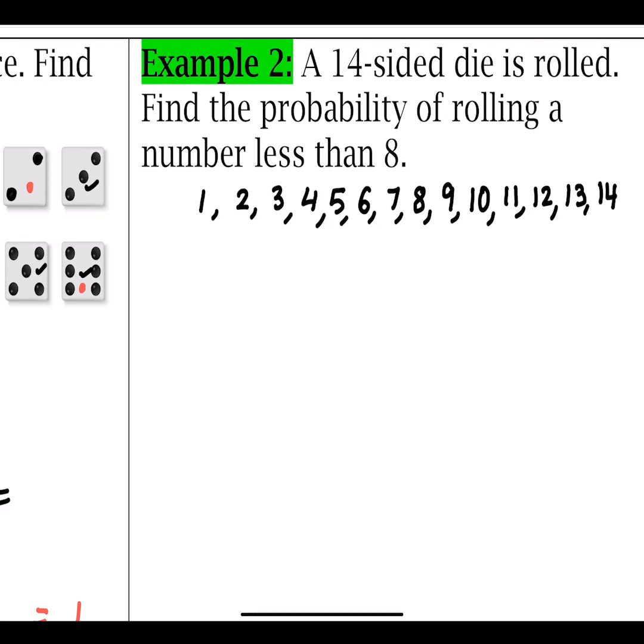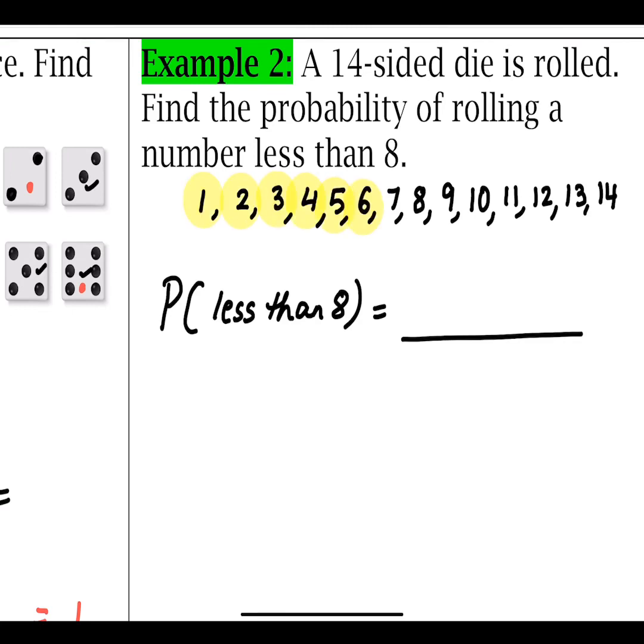So what am I looking for? I'm looking for probability of a number less than 8. Remember what do I do? You always start with your sample space. Sample space is how many possible outcomes can I have? When I'm rolling a 14-sided die, I can have a 1, 2, 3, 4, 5, 6, 7, 8, 9, 10, 11, 12, 13, 14. So my sample space is 14.